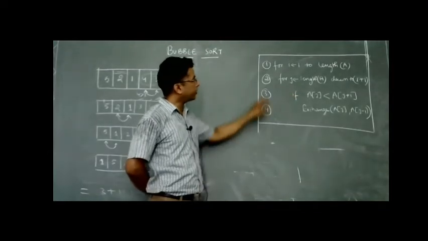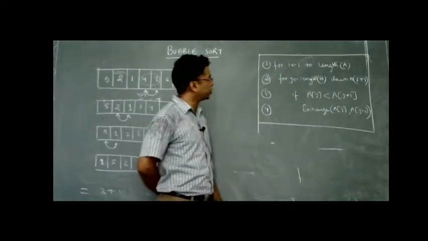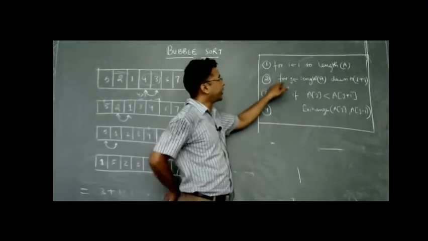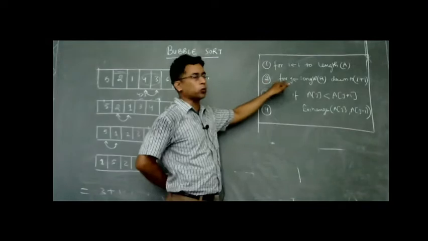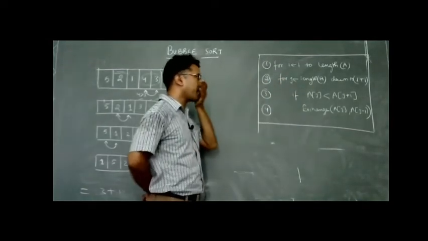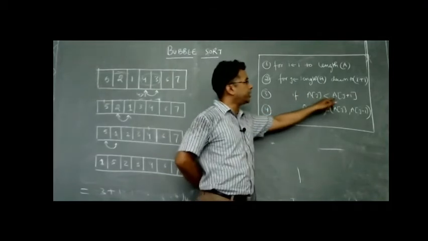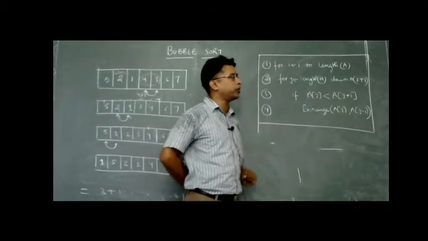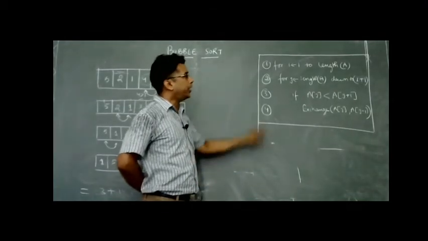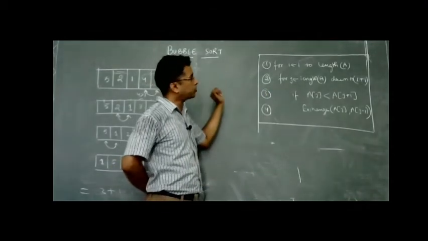In bubble sort, the first expression is for i equals 1 to length a, and the second loop is inside the first loop: for j equals length a down to i plus 1, if a[j] is less than a[j minus 1], exchange a[j] with a[j minus 1]. It can be explained very easily, as I have explained to you.